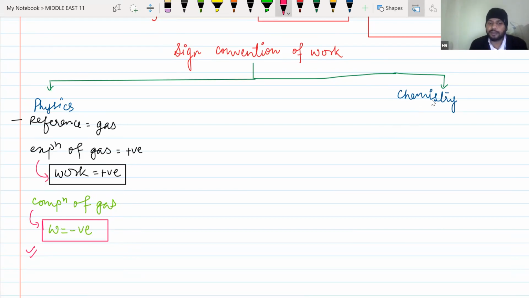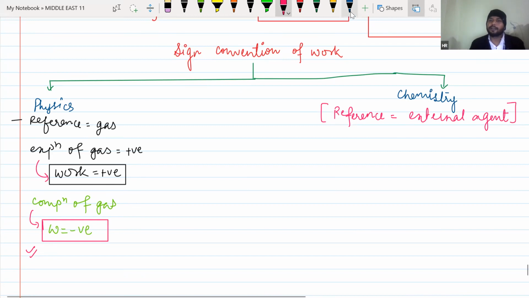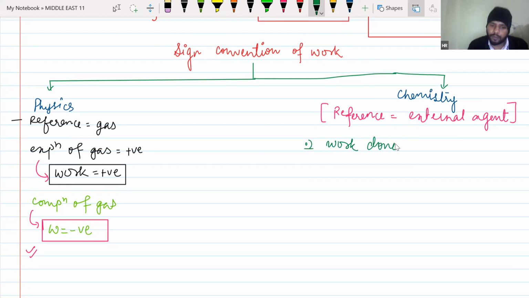Now what about chemistry? In chemistry, the reference point is the external agent, like external pressure, or you can apply pressure. The external agent is the reference in chemistry. What does it say? Work done on the system.